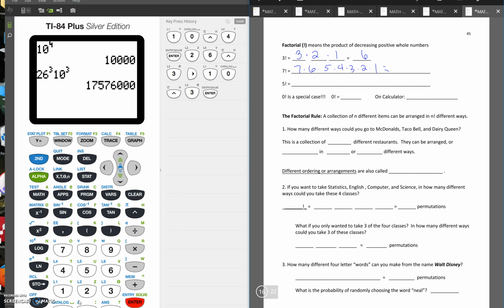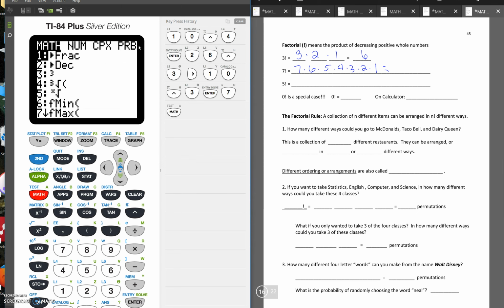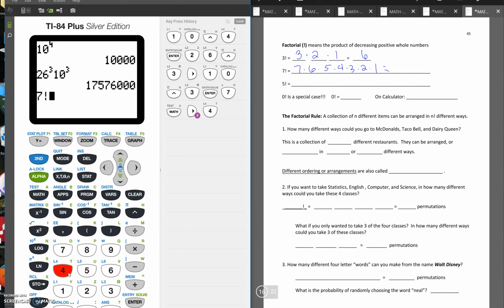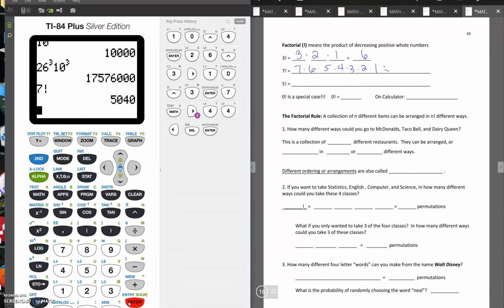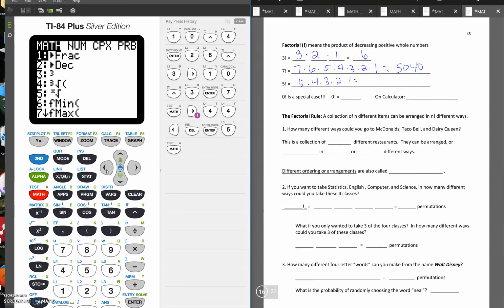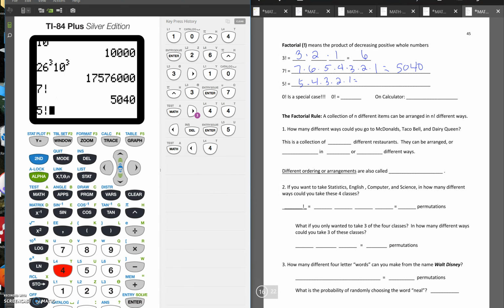Now, our calculator will actually do this for us. If we hit 7 and then go math and arrow over to where it says PRB, which stands for probability, and number 4 is the factorial. So we hit enter, and we see that 7 factorial is 5,040. So 5 factorial, again, would be 5 times 4 times 3 times 2 times 1. Or we can also do it by doing 5, math, over to PRB, number 4, and we'll get 120.